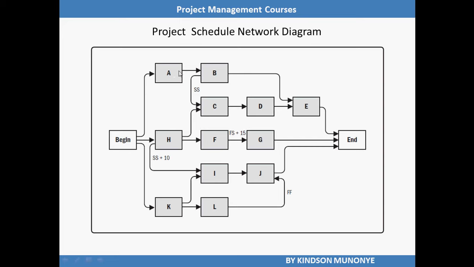Take for instance, we have activity A and B. What kind of dependency, or what kind of logical relationship, do we have for activity A and B? We have finish to start. Activity A has to finish before activity B can start. Between activity B and C, we have start to start. It means activity B has to start before activity C can start, and so on and so forth. So this is the much we can take for sequencing activity.